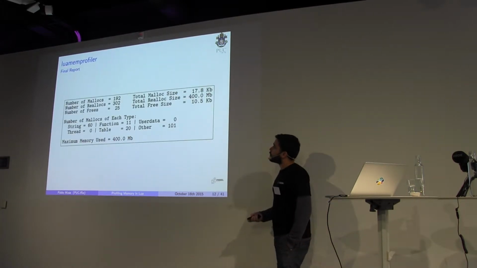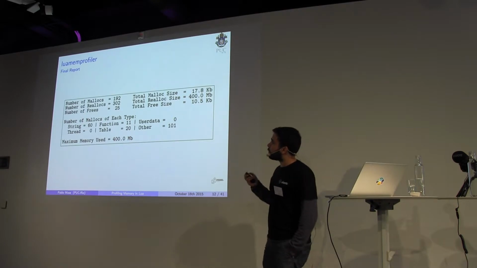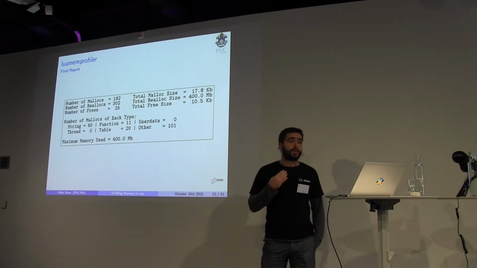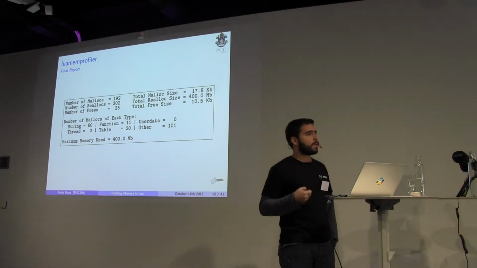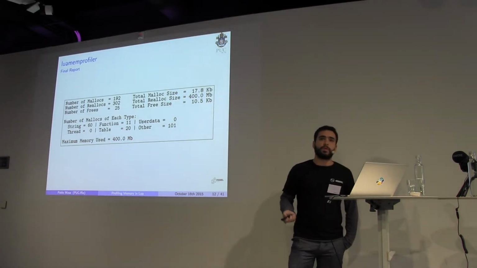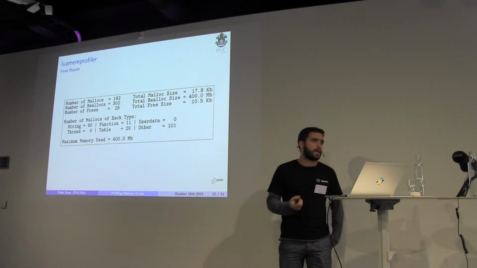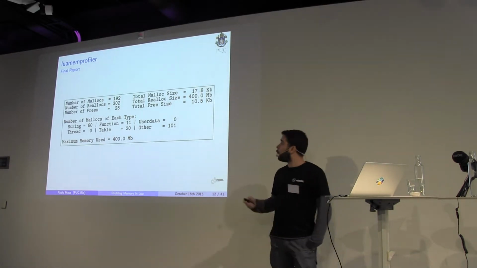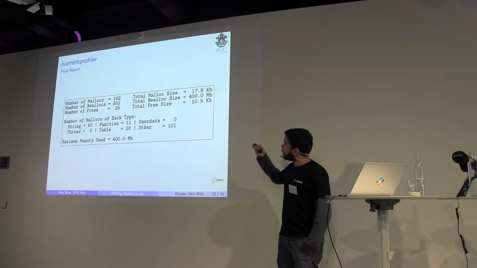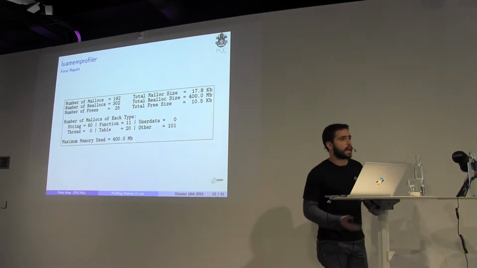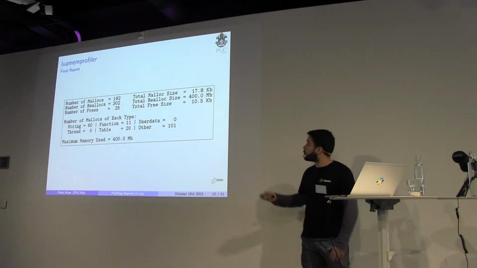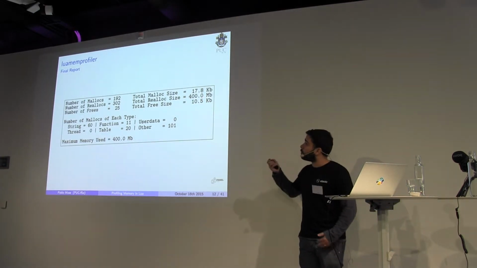So at the end of the execution, what you get back is a final report. It's a summary of the execution itself. You can see the number of mallocs, reallocs and frees that were executed, and not only the number of operations, but also the size related to the operation. One important thing is that the realloc size is the sum of both positive and negative ones. Okay? So it can be tricky to understand the realloc size.